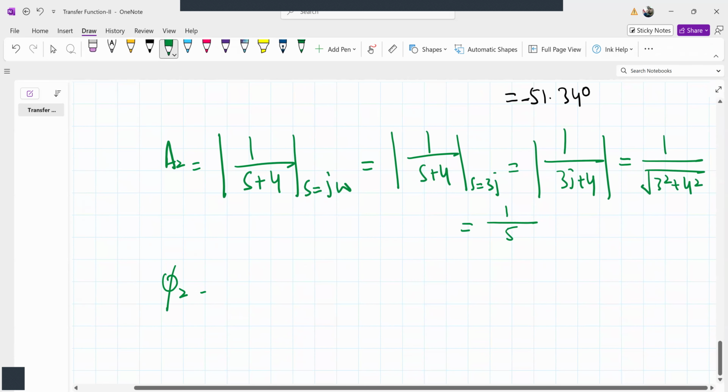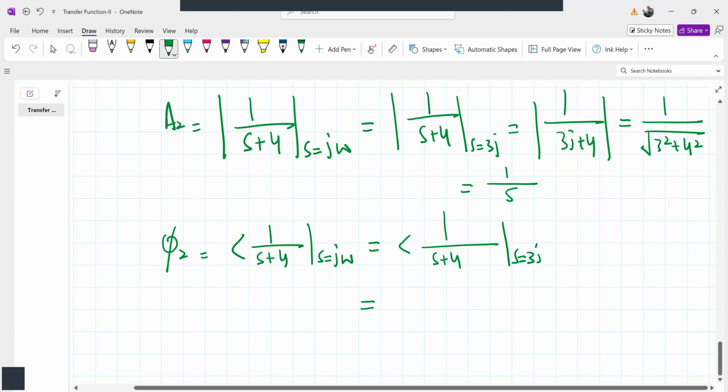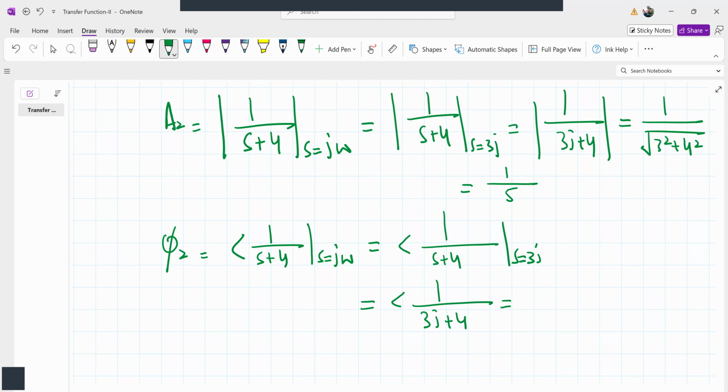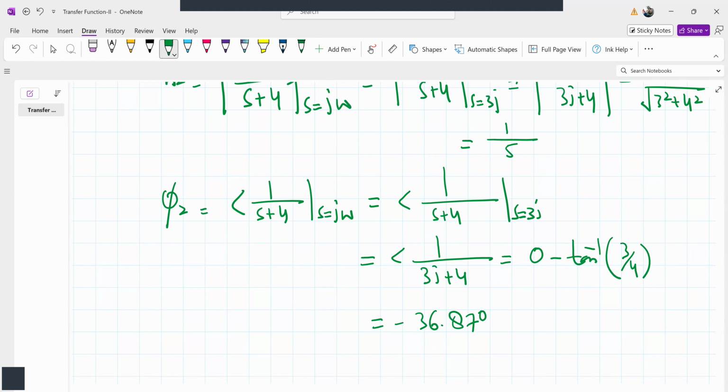Now phi 2 is the angle in the transfer function. The transfer function is 1 divided by s plus 4 when s is j omega. Replacing s by j omega, s is 3j. So if I replace s by 3j plus 4, what is the phase of the numerator? 0, because this is a real number, minus tan inverse 3 by 4. Tan inverse 3 by 4 is, I think, 36 degrees. Please check the calculations. 36.87 degrees. Please check the calculations one more time.